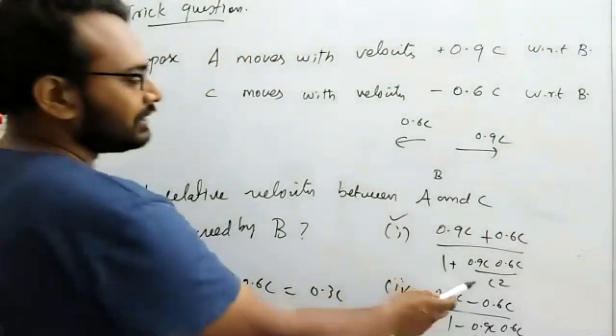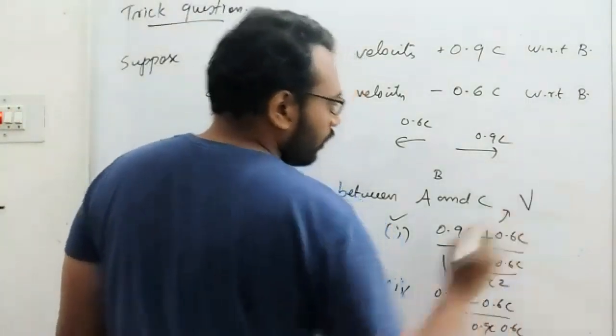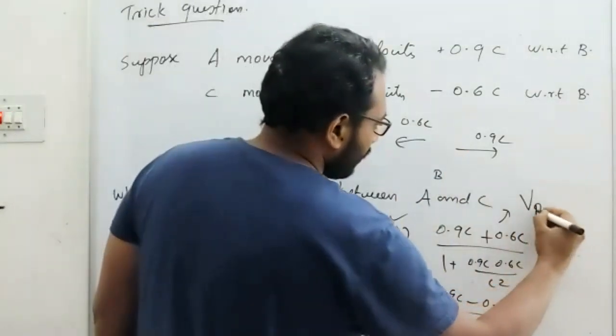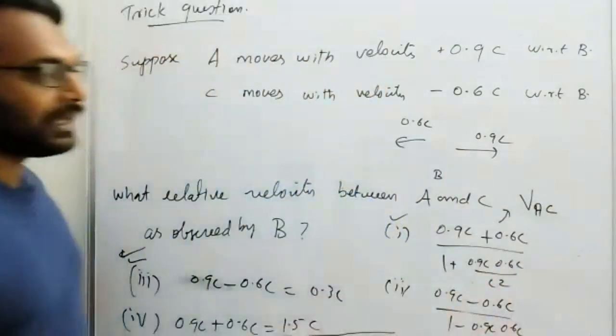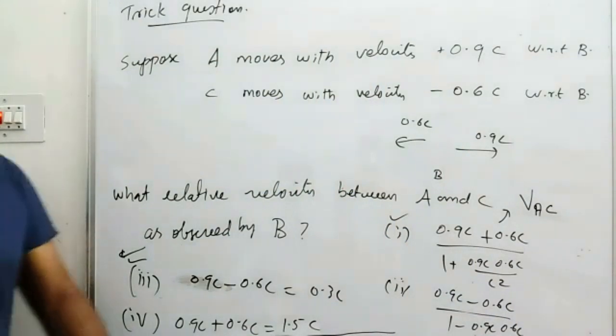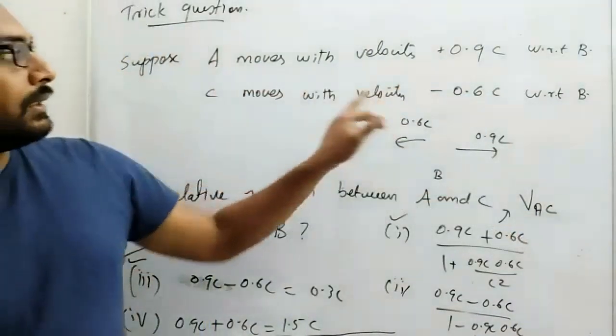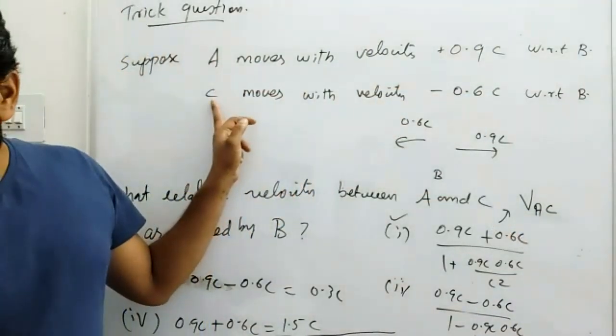What is this velocity? This is actually the velocity of A with respect to C. Am I right? Rafiq, this is the velocity of A with respect to C. Am I right? Yes, yes.